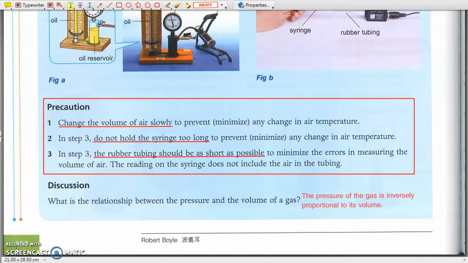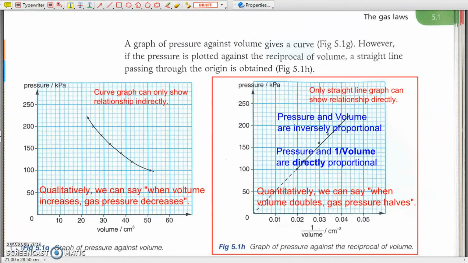We can easily tell gas volume decreases when pressure exerted on the gas increases. More accurately, we should plot a graph of pressure against 1 over gas volume to show that gas pressure is directly proportional to the reciprocal of gas volume, 1 over V. In other words, gas pressure is inversely proportional to gas volume, and it is called Boyle's law.